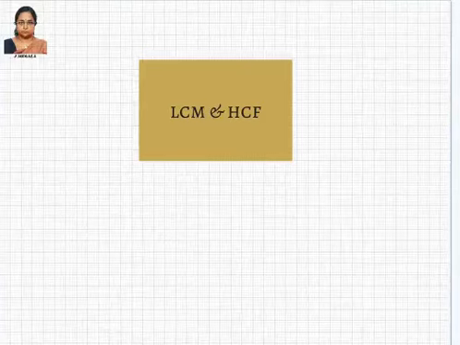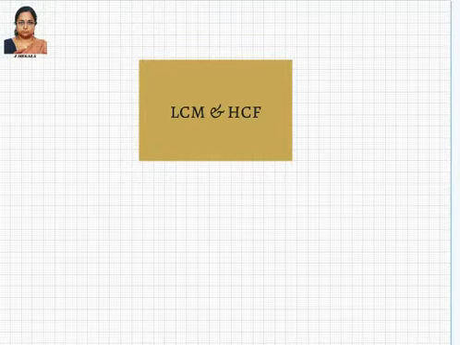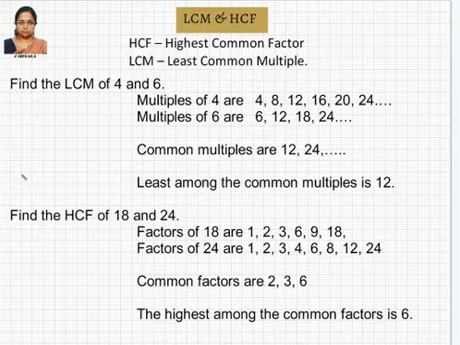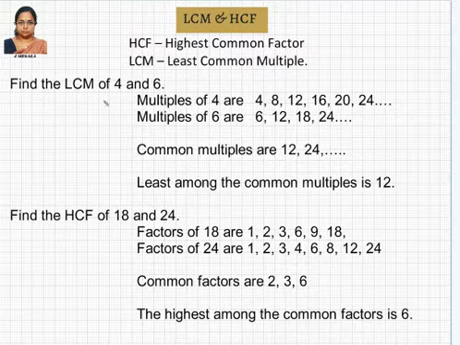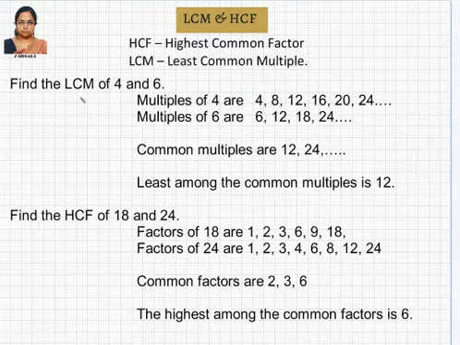To see this LCM and HCF. So LCM and HCF. Here, HCF is nothing but highest common factor, LCM is least common multiple. So find the LCM of 4 and 6.